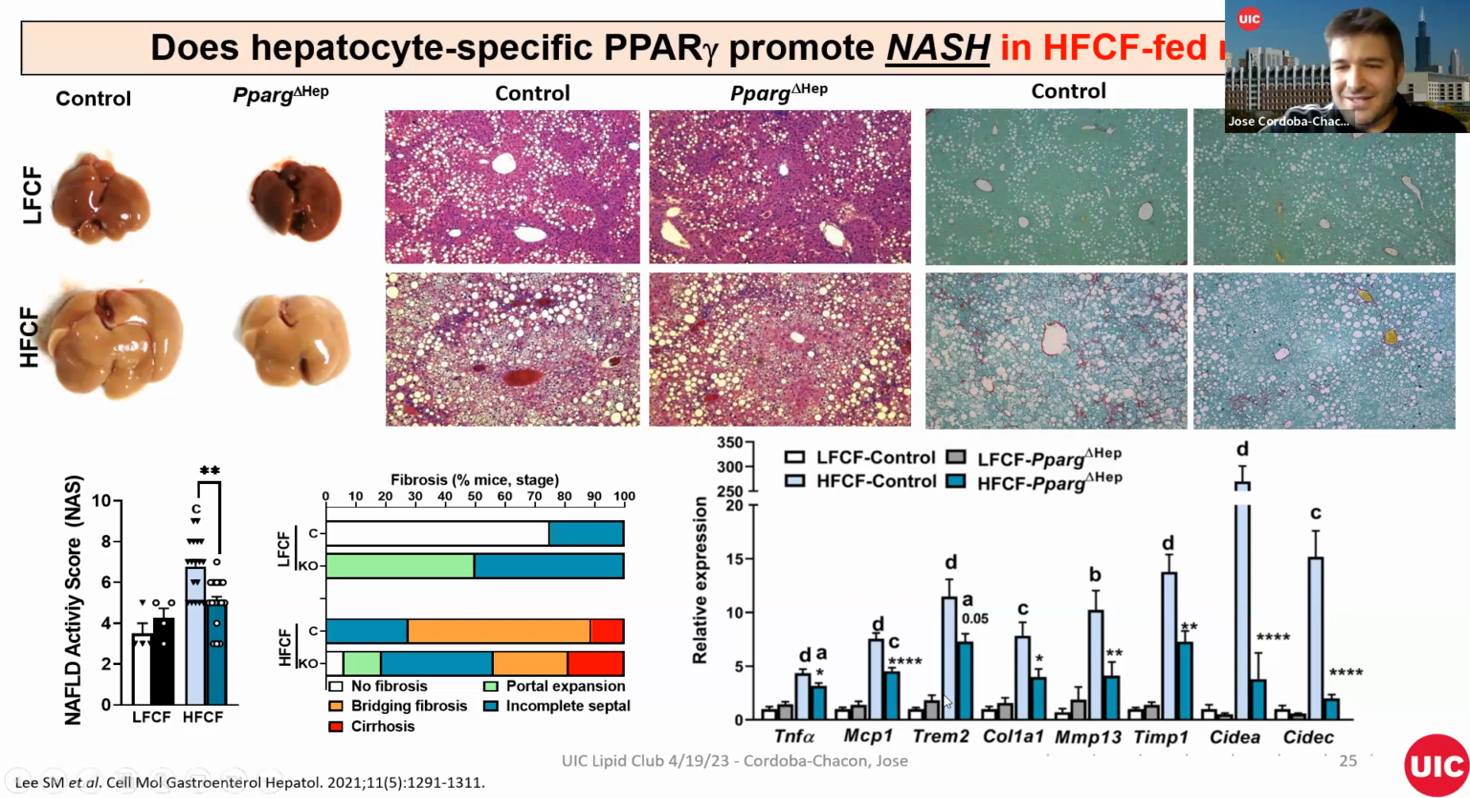So all these effects were associated with changes in gene expression and the knockout of PPAR gamma. I showed you that the knockout was effective by qPCR. Also reduced expression of inflammatory and fibrogenic genes, and also PPAR gamma target genes.